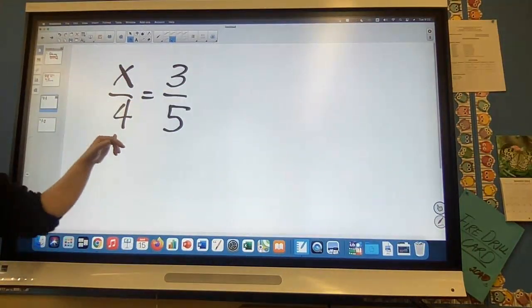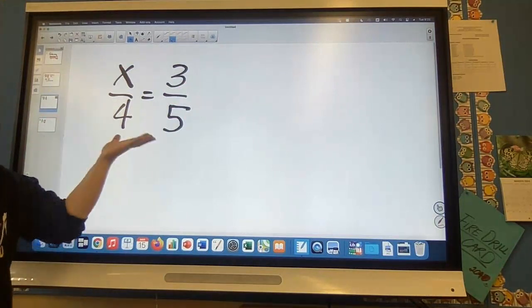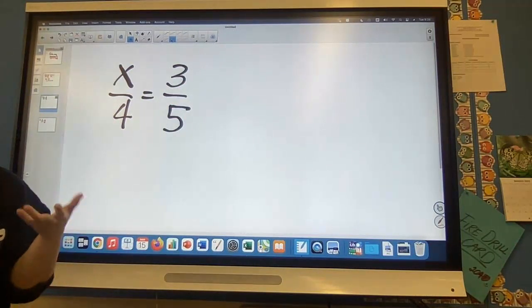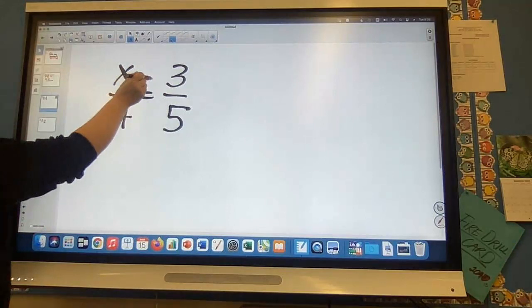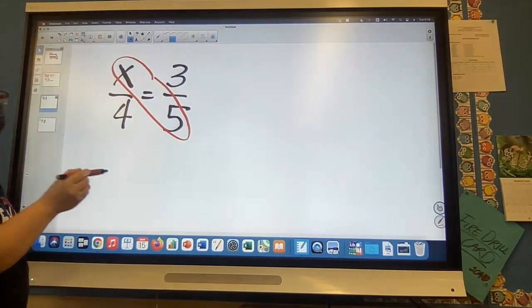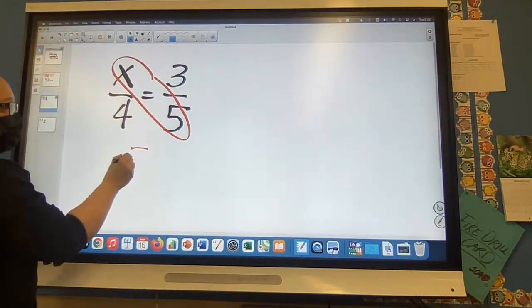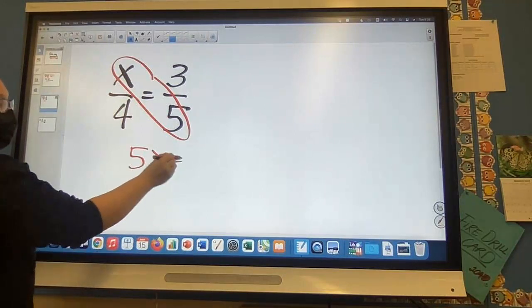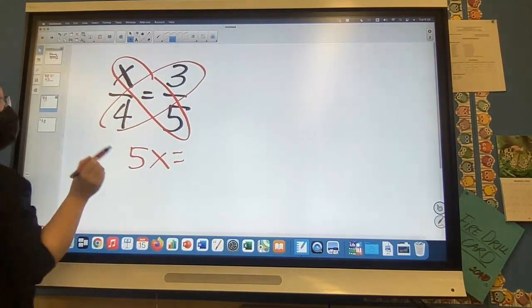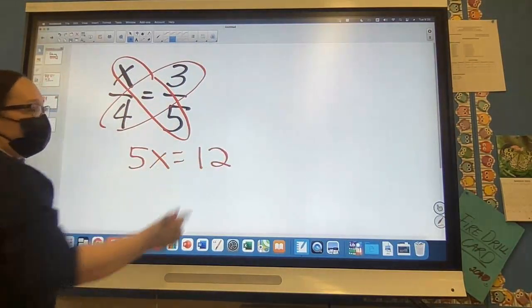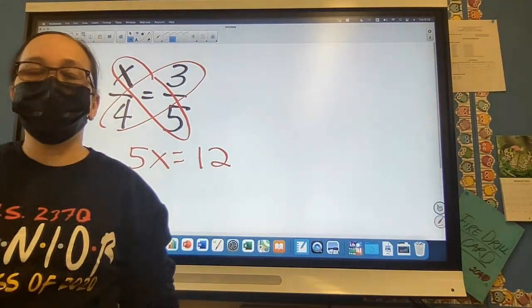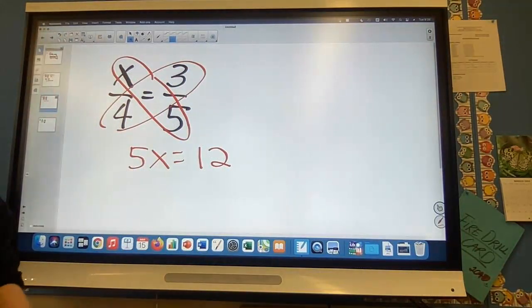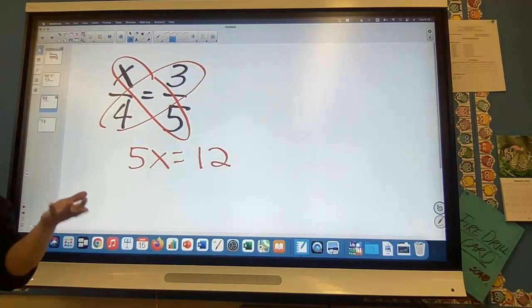Again, 4 is not a factor of 5, or it's not easy to do. So we can just cross multiply. So that's x times 5, we're gonna have 5x. And then 4 times 3 gonna give us 12. What's our next step to do this? Next step is not 2.4. Come on, people. I know some of you are good already, but some need step by step.